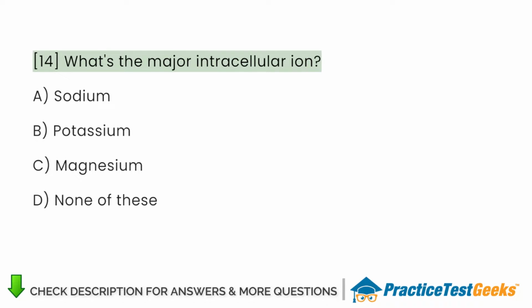What's the major intracellular ion? A. Sodium. B. Potassium. C. Magnesium. D. None of these.